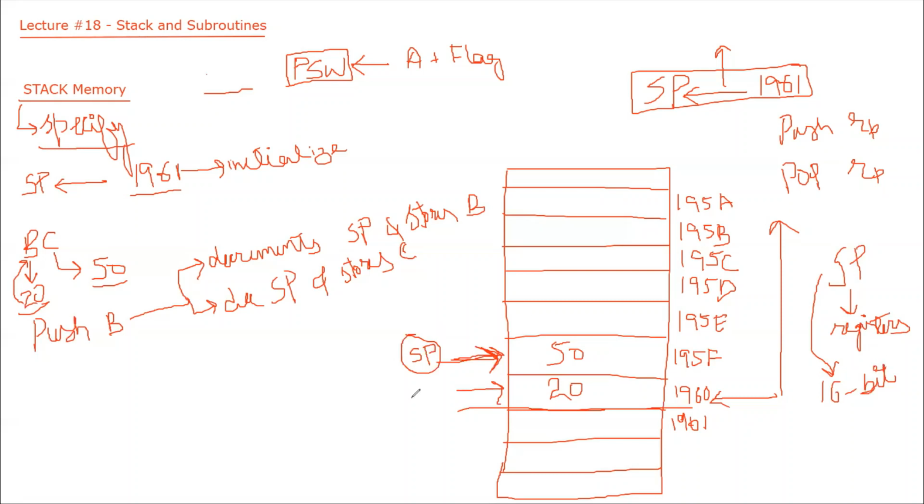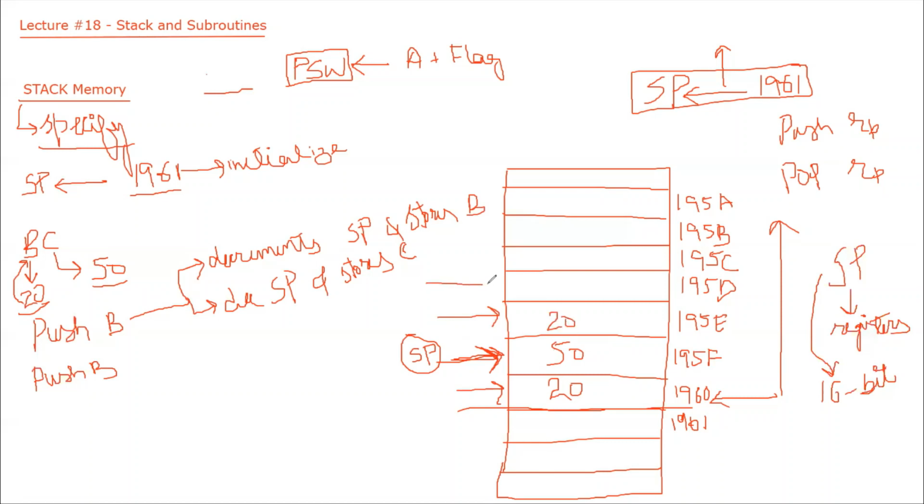Now let's say I am writing again push B. Again I am writing push B. So what is stored in BC? 2050. So it will do the same, decrement stack pointer. Now stack pointer will go here, and it will store B. What is B? 20.